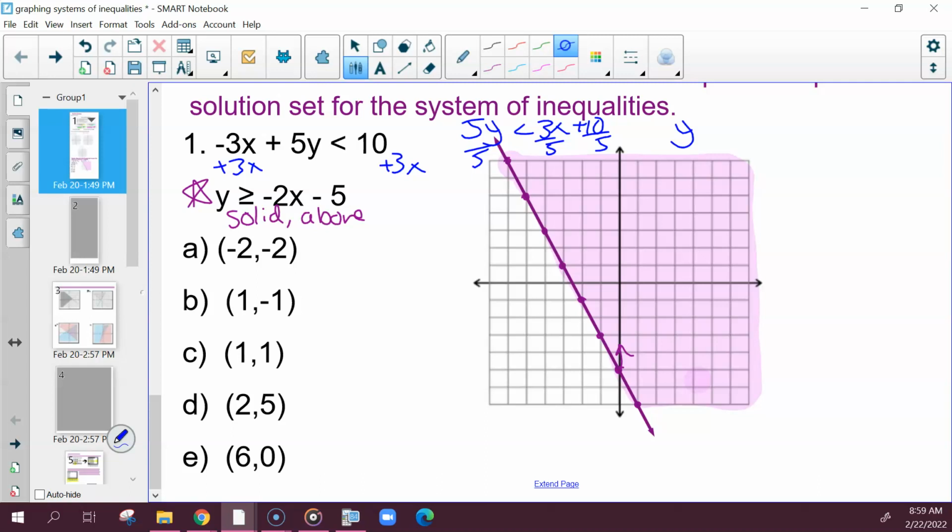Say that one more time. You have to take the not in this case because we didn't divide by a negative. So y is less than 3/5x plus 2. So we have a y-intercept at 2, positive slope, so go up 3 to the right 5, and then down 3 to the left 5.